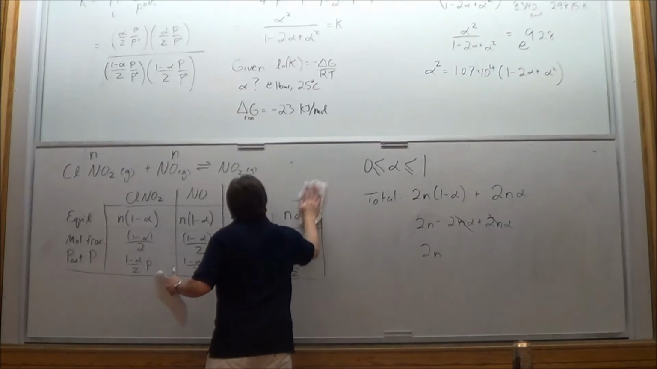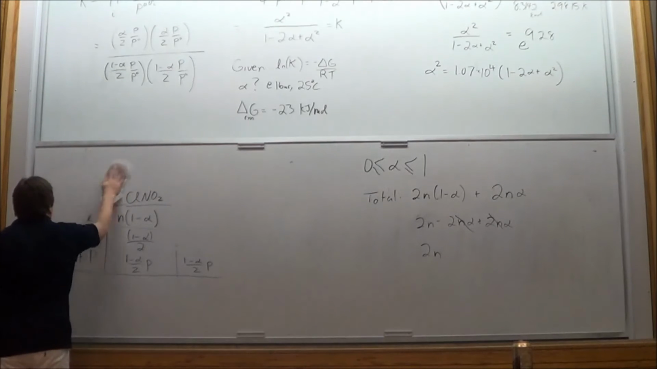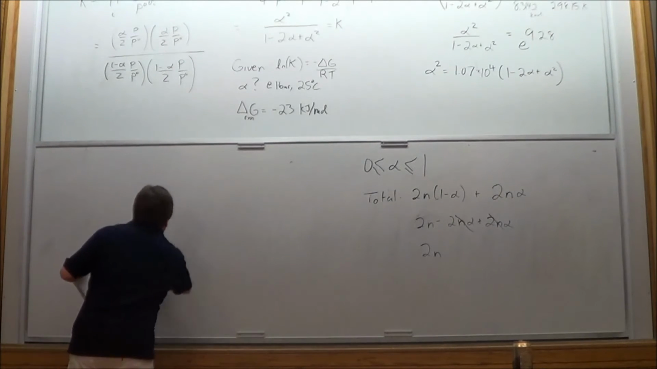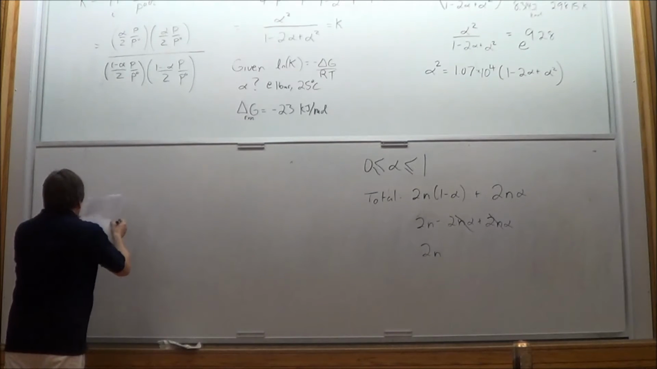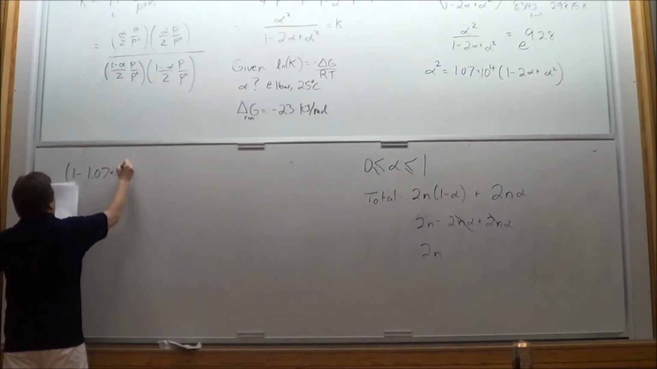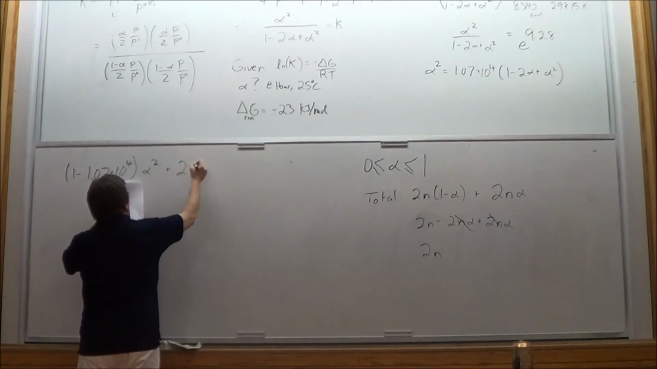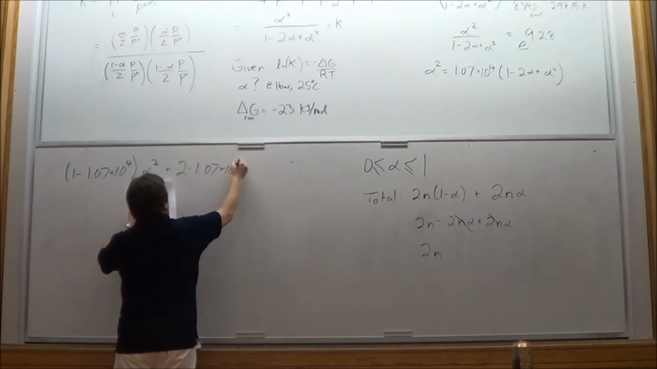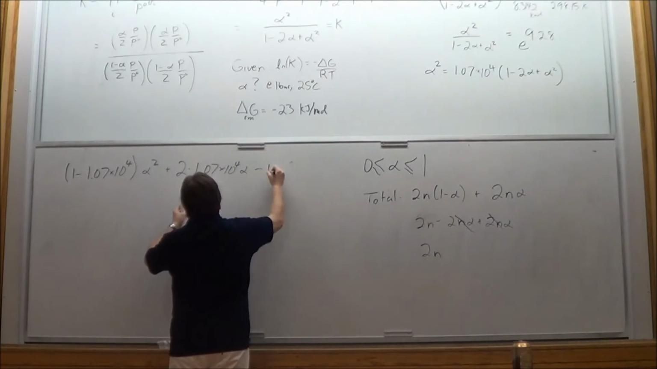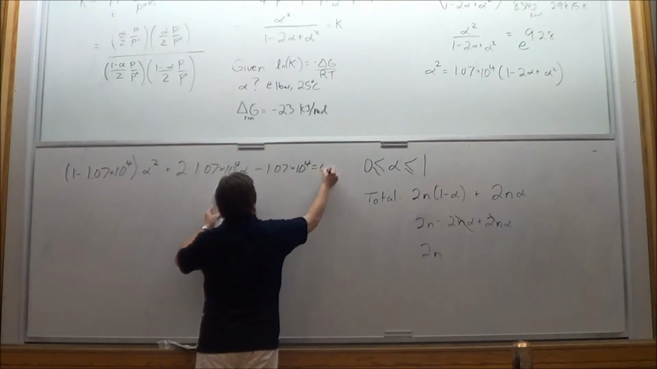And I've learned not to work downward. That was kind of stupid because when I looked at the movies, I realized that it was actually kind of hard to follow. Just left, right, up, down. And okay, so where did I simplify this? Okay, so what you end up with is, again, do some algebra. 1 minus 1.07 times 1/10 to the 4th alpha squared plus 2 times 1.07 times 10 to the 4th alpha minus 1.07 times 10 to the 4th equal to 0.